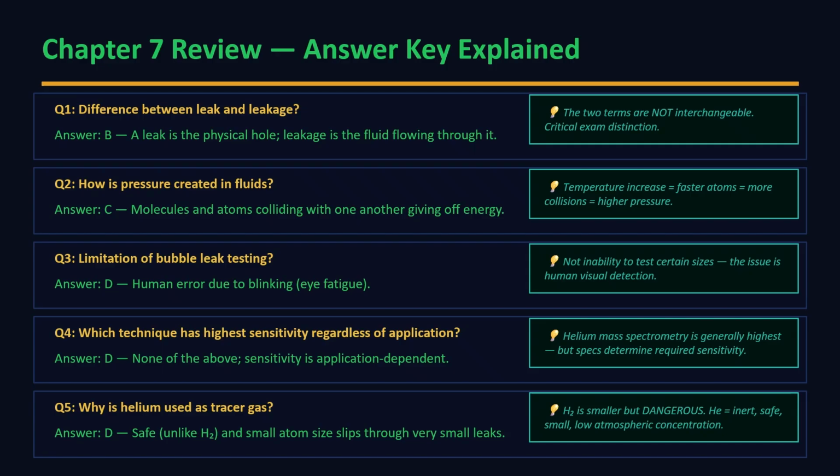Question 5. Why is helium used? Because helium is small, inert, safe, non-flammable, and present in very low atmospheric concentrations. These properties make helium ideal for tracer gas applications.